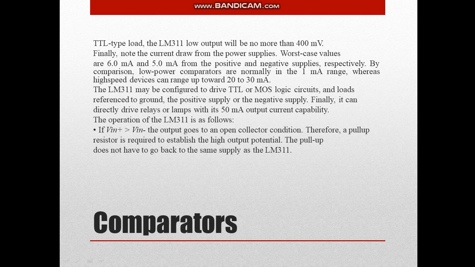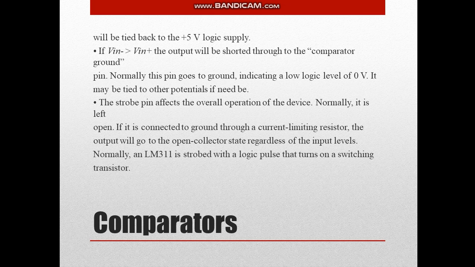Operation is as follows. If V input is greater than V in, the output goes to an open collector condition. Therefore, a pull-up resistor is required to establish the high output potential, which will be tied back to the 5 volt logic supply. If Vn is greater than Vin, the output will be shorted through the comparator to ground. Normally, the pin goes to ground, indicating low logic.